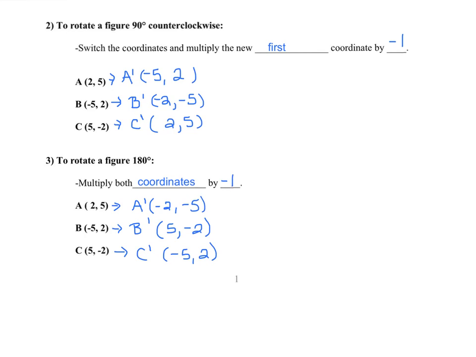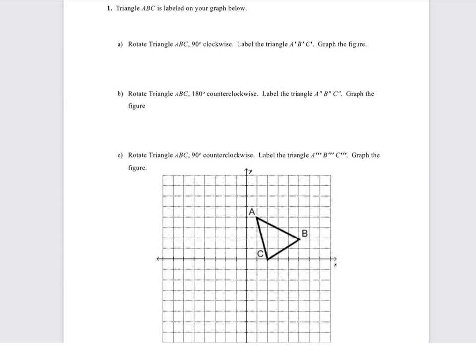Okay, so let's do an example together. In number 1, it says triangle ABC is labeled on the graph below. We want to rotate ABC 90 degrees clockwise and label the triangle A prime, B prime, C prime.